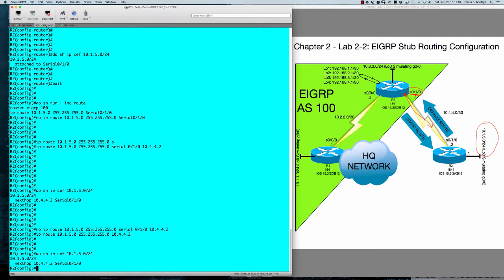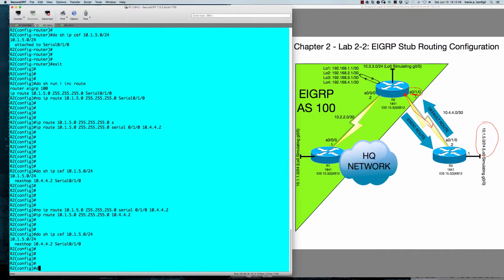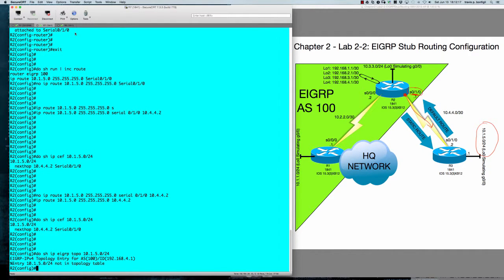And so one last piece of output to look at, which is very helpful, is the show ip eigrp topology for 10.1.5.0/24. And you can see we have no entry in the EIGRP table right now, because remember, it's not originating it as a route. Both criteria are not met because my static route is not pointing to the outbound interface right now.